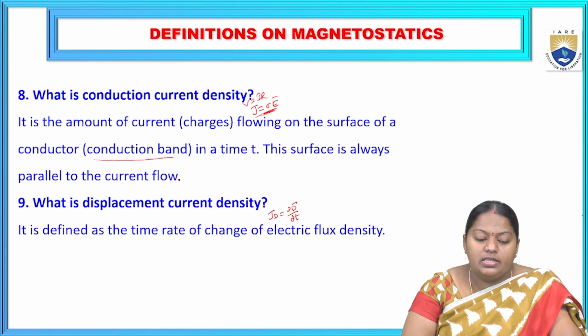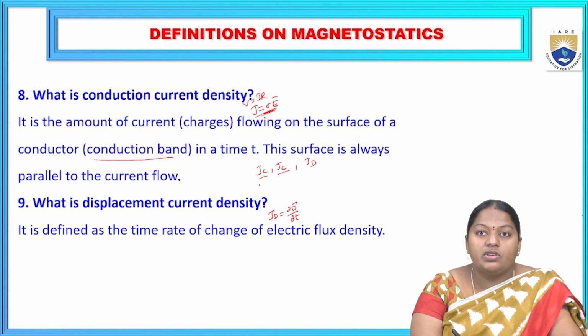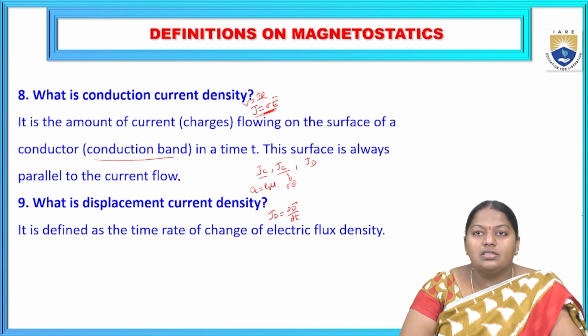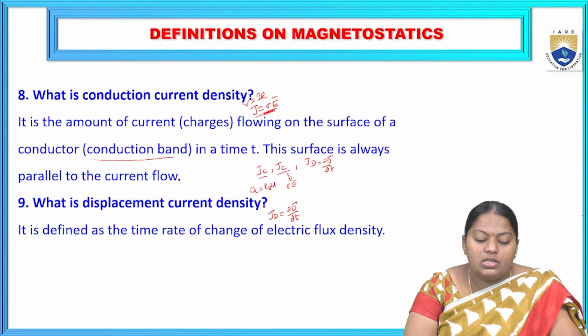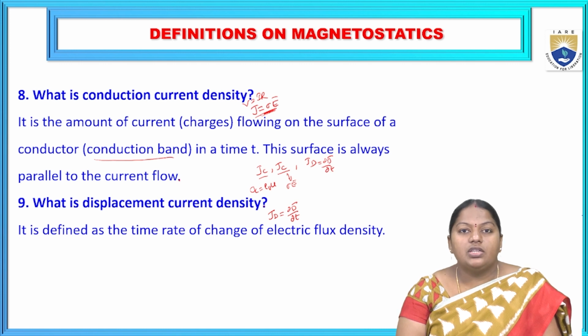Okay, what is conduction current density? In order to define current densities, there are three cases: J_C for convection, J_C for conduction, and J_D. Convection current density is given by ρ_v into u, where ρ_v is the volume charge density and u is the velocity of an electron. Conduction current density J_C is given by σ into Ē, whereas displacement current density is given by ∂D̄/∂t. So we have learned three types of current densities: convection, conduction, and displacement current density.